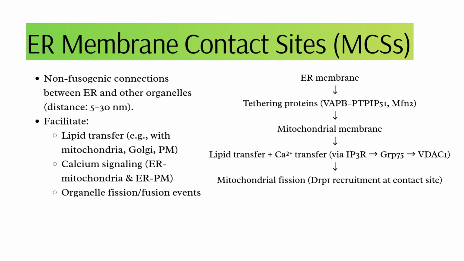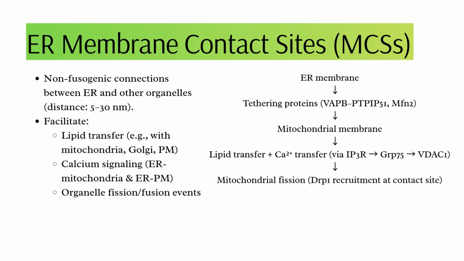The endoplasmic reticulum forms special links with other organelles called membrane contact sites, MCS, as I have told earlier. These are close connections where the membranes come near each other, about 5 to 30 nanometers apart, but they do not fuse. These contact sites help the ER transfer lipids to organelles like mitochondria, the Golgi, and the plasma membrane. They also play a key role in calcium signaling and in the splitting or merging of organelles during fission and fusion events.